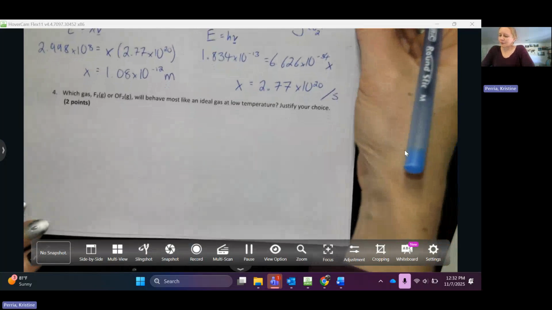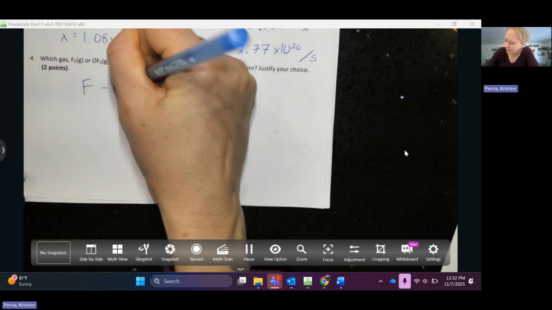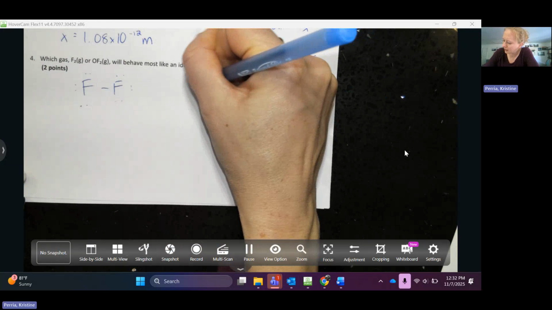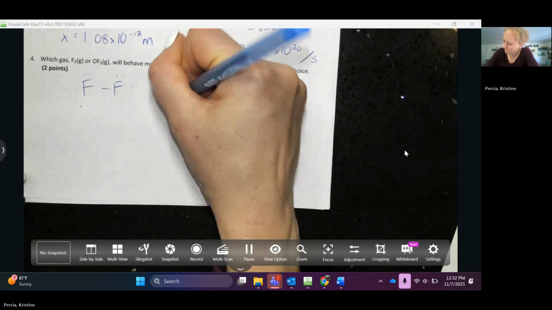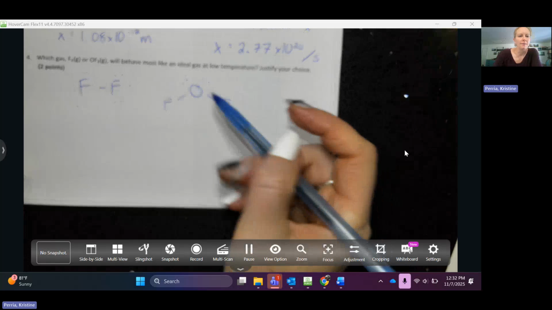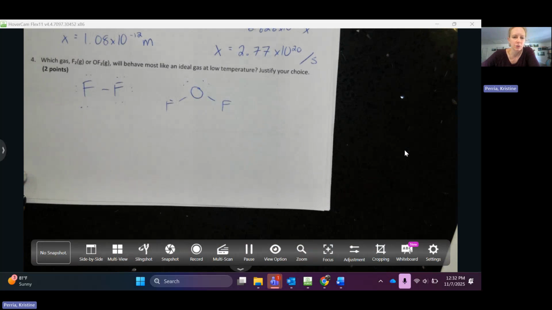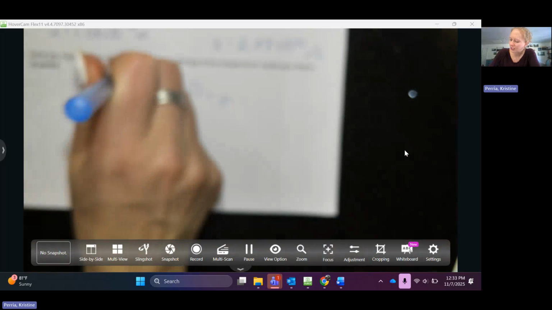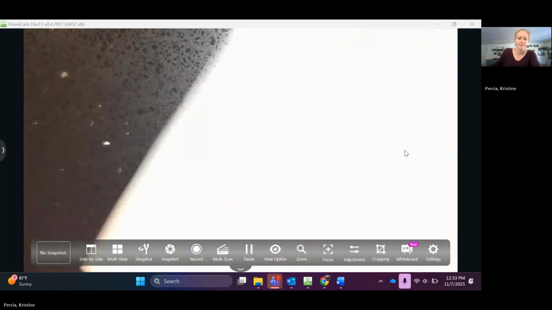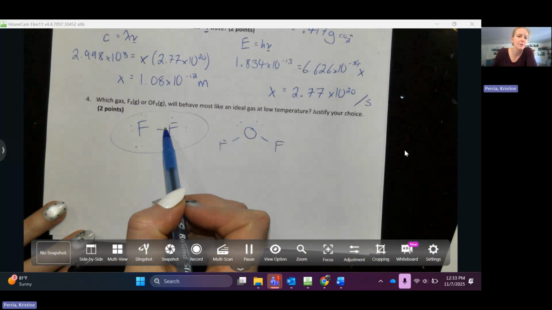Okay. Number 4, which gas, F2 and OF2? So this is what F2 looks like, and then OF2 is going to look like this. Okay, it's going to be a bent structure. Okay. So which one is going to behave more like an ideal gas at low temperatures? Justify your choice. Okay, so we want the one that's smaller and the one that has weaker intermolecular forces, and this is both of those, right?